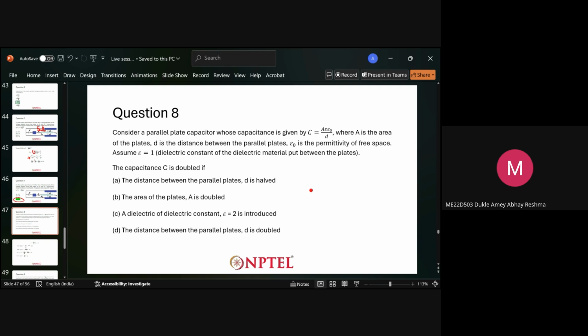Now moving to the eighth question: consider a parallel plate capacitor whose capacitance is given by C, where A is the area of the plates, D is the distance between them, and epsilon is the permittivity.